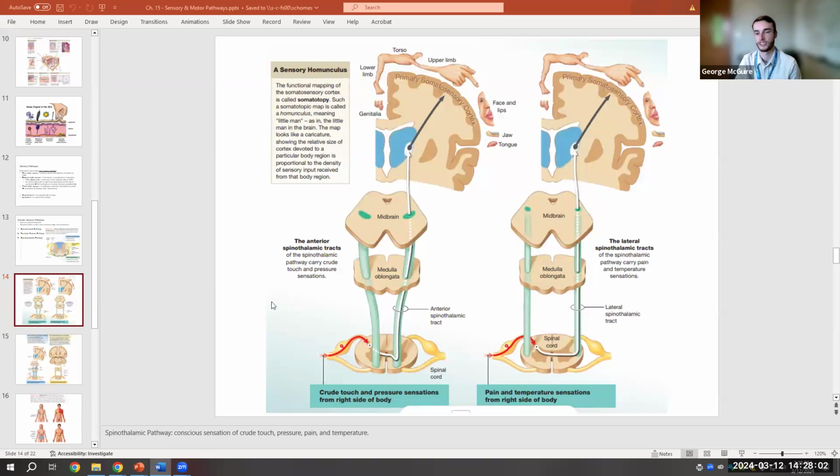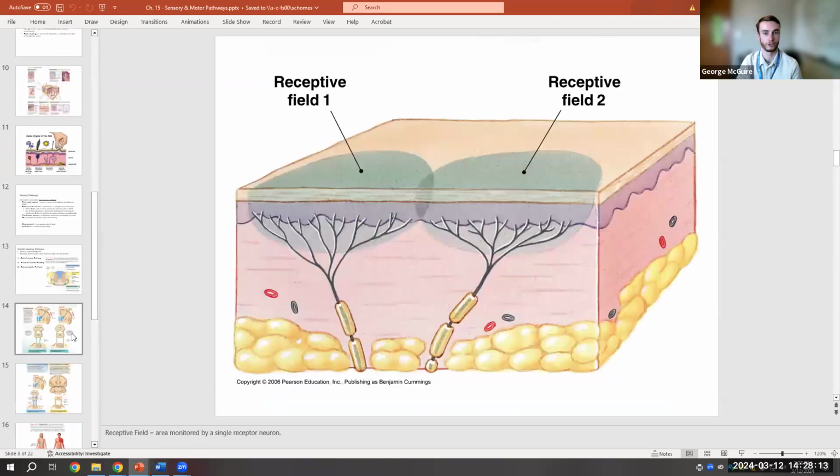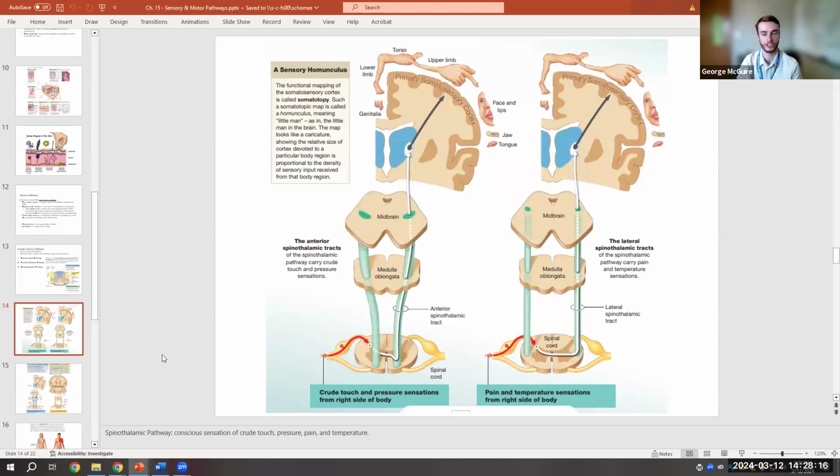Yeah, okay. So the spinothalamic pathway is responsible for bringing conscious sensation of crude touch, so having those larger receptive fields, providing crude touch, crude pressure, and then sensing pain through those nociceptors, and temperature. Those two different pathways are just responsible for different types of sensation from the same general areas. The anterior spinothalamic tract is for crude touch and pressure, and the lateral spinothalamic tract is for pain and temperature. But you won't see that on an assessment, though you may see that on a quiz.